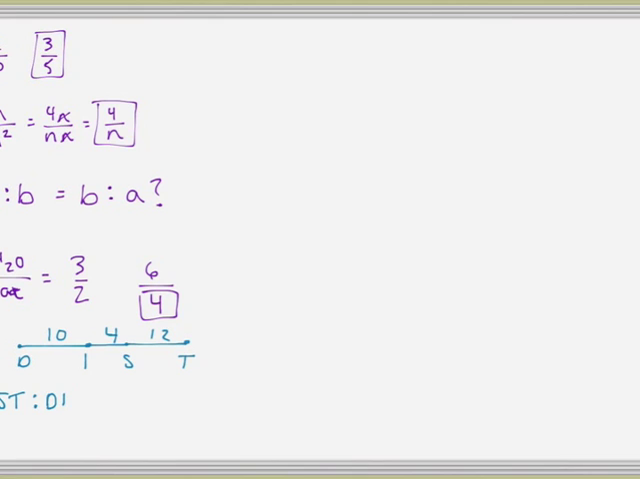Okay, ST to DI, what would we get? 6 to 5. First, as unreduced, what would we actually start with? 12 to 10, taking the lengths of those segments. So ST is 12, DI is 10, but we always want to give our final answer in its reduced form. So what do 12 and 10 have in common? 2. A 2 to leave 6 to 5.